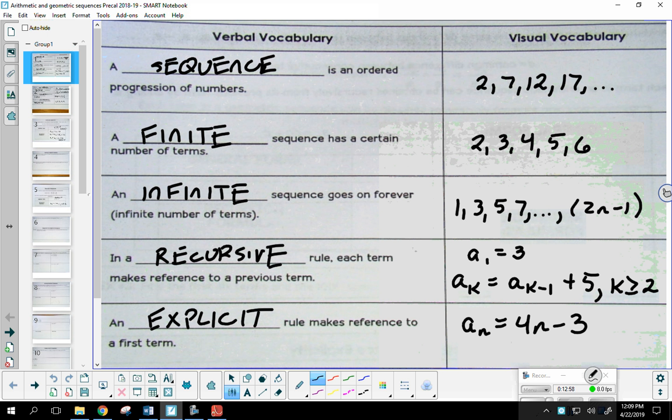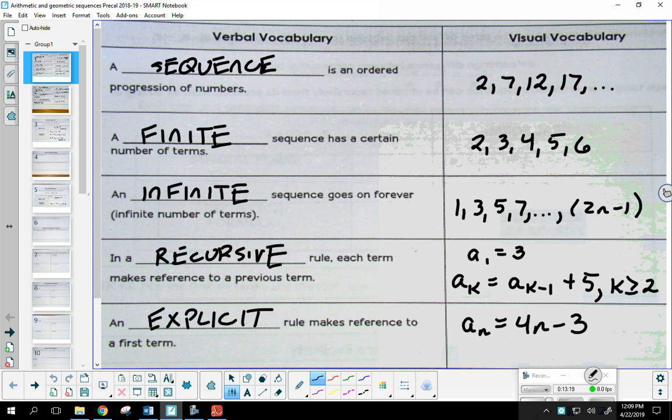So I'm going to give you a little bit of time to go ahead and copy those down. Got some examples over here for you, and then we'll go ahead and just start talking about them. I think today will most likely be just the vocabulary, a little bit of introduction, and we'll really start getting into the problems tomorrow.